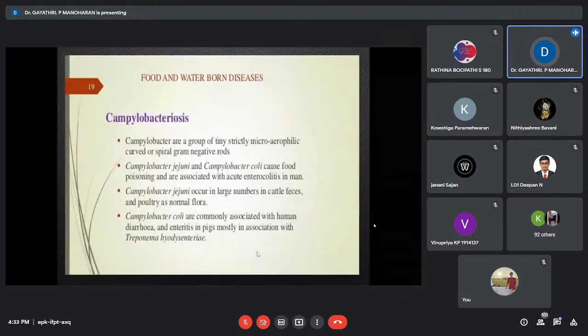Campylobacter jejuni occurs in large numbers in cattle feces and poultry as normal flora. The waste of the cattle, the poultry waste, our chickens' waste, all of that is normal flora, which means it is always present. Campylobacter coli are commonly associated with human diarrhea and enteritis in pigs, mostly associated with Treponema hyodysenteriae. So for humans, it may cause a diarrheal infection.